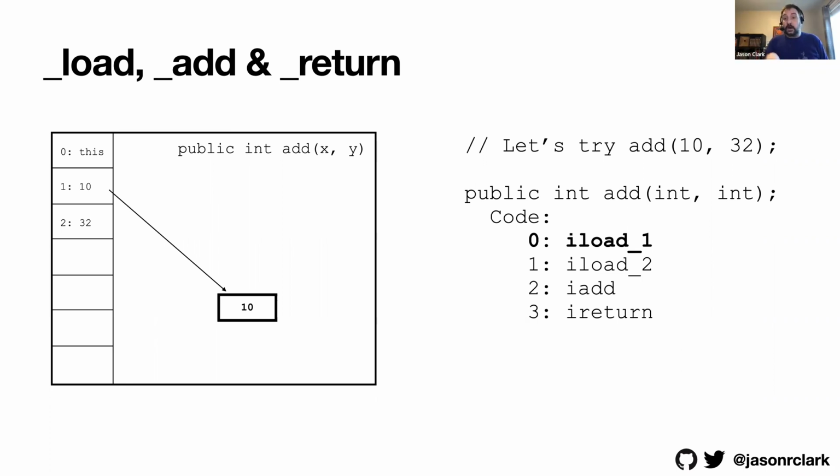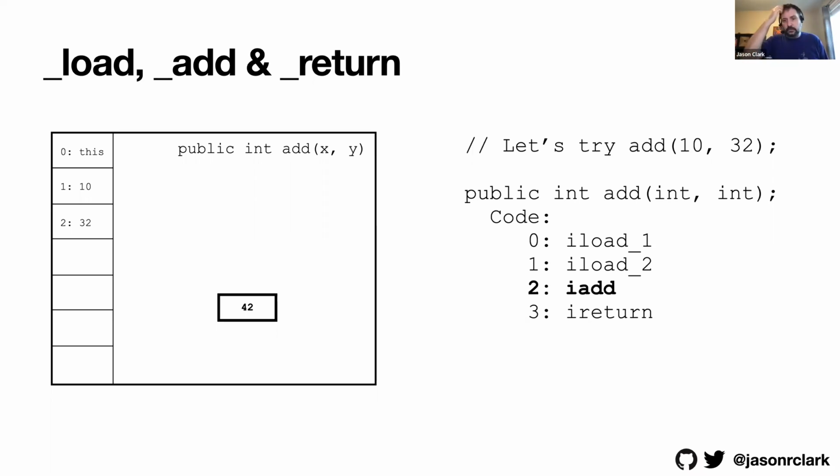When we do iLoad1, that reads from slot number 1 and pushes it onto our evaluation stack. So now our evaluation stack has a 10 sitting on top of it. Well, iLoad2, as you would expect from the description of iLoad1, looks at slot number 2 and pushes the 32 onto our stack. We now have both of the numbers that we passed in on our evaluation stack. Our next command does an iadd. Iadd will pop the top 2 values off of the stack, add them together, and push the result onto the stack. So we end up with 42 sitting on the stack.